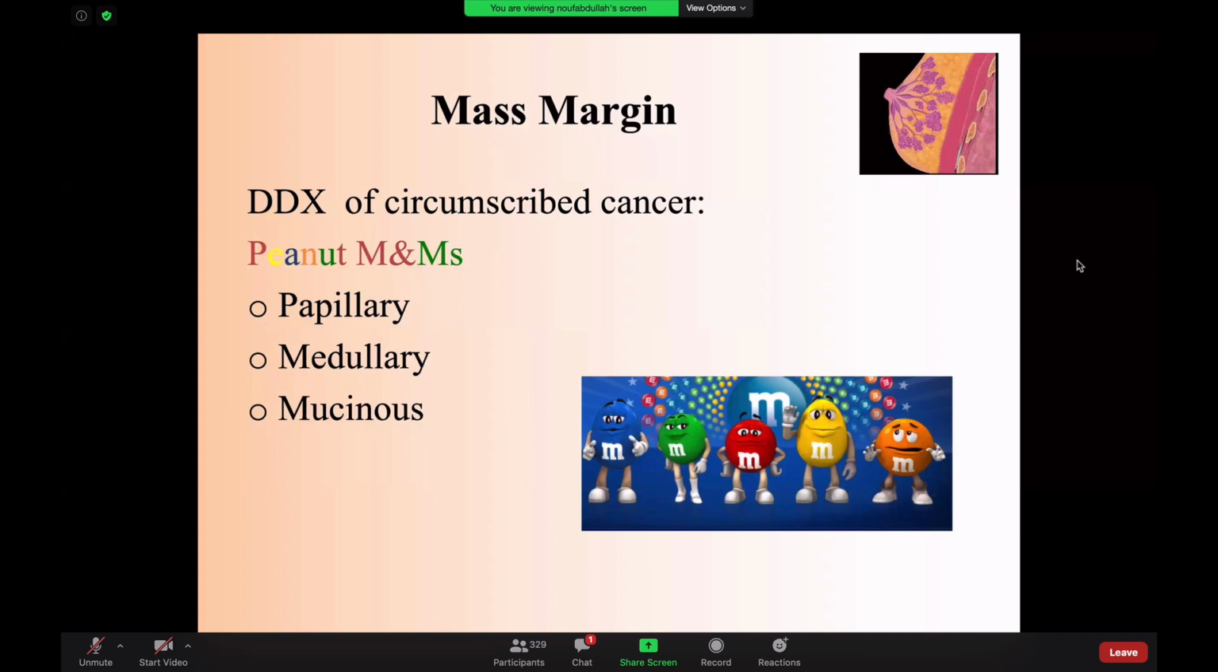So always remember peanuts, M&Ms. The papillary cancer usually presents as a well-defined lesion. Medullary and mucinous cancers are also usually presenting as a well-defined lesion.